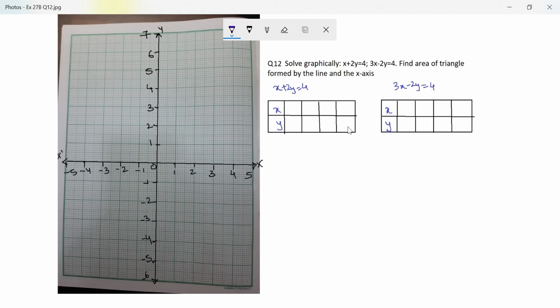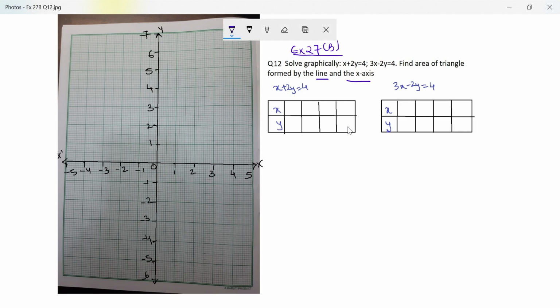Hi, let's look at this question. This is question number 12 of exercise 27B. The question says solve graphically the following two equations and also find the area of the triangle formed by the lines and the x-axis.